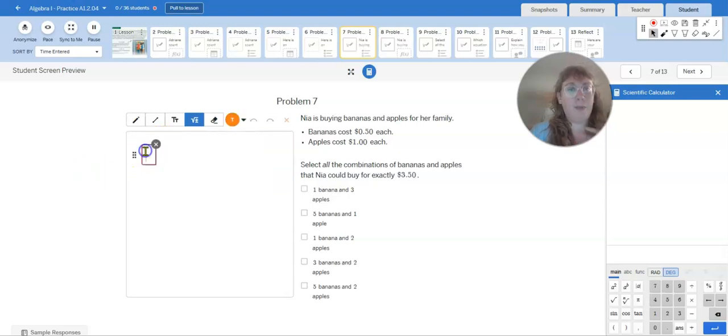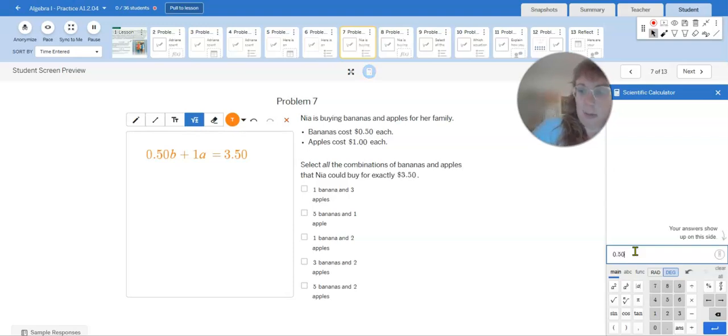So bananas are 50 cents. So we have 0.50b plus apples are $1, 1a. And we want that to equal 3.50. So for the first one, if bananas is 1, it'd be 0.50 times 1 plus 3 apples, 3 times 1. That does get us 3.50 exactly, so that one works.